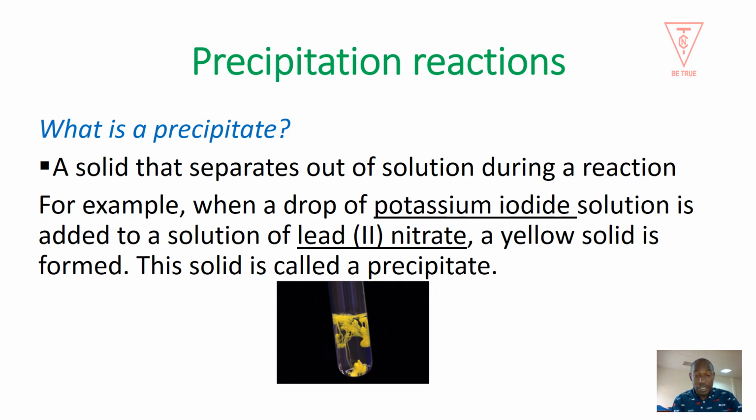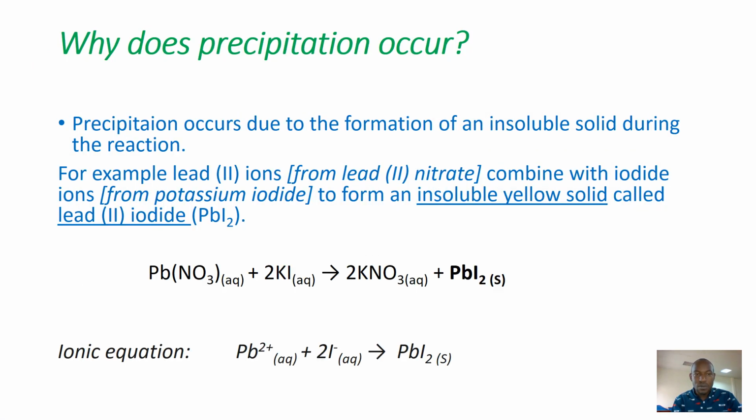The solid formed is lead (II) iodide. It is a yellow solid and it is insoluble in water. Why does precipitation occur? A precipitate is formed when there is a reaction that results in the formation of an insoluble solid. For example, in the scenario above, lead(II) ions will combine with iodide ions to form an insoluble solid called lead(II) iodide. That yellow solid is responsible for the yellow precipitate we see.